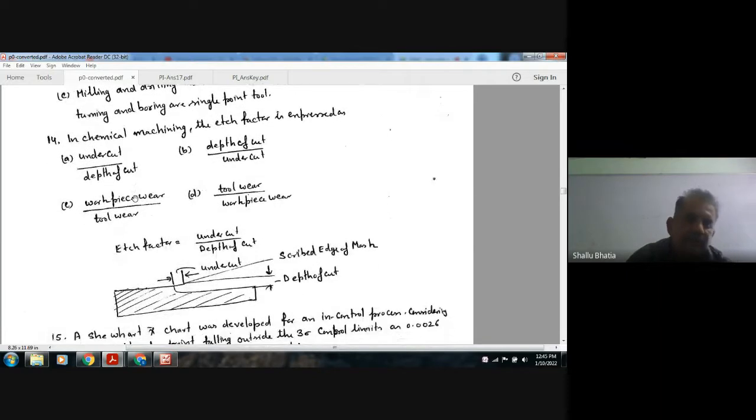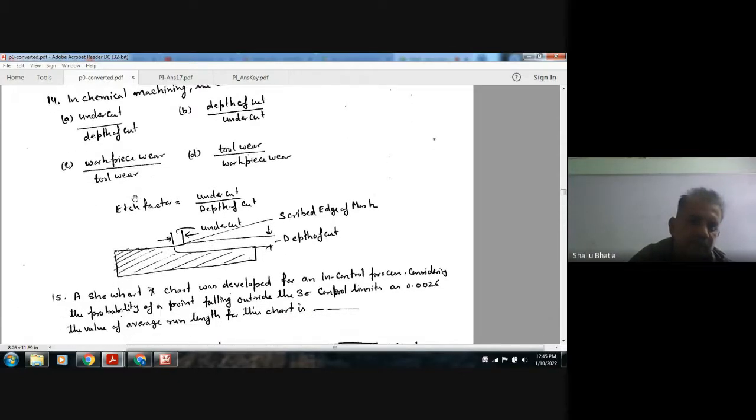Next, in chemical machining, the etch factor is expressed by: option A, undercut by depth of cut; B, depth of cut by undercut; C, workpiece wear by tool wear; D, tool wear by workpiece wear. So this is the undercut, and this is the depth of cut, and the etch factor is the ratio, depth of cut by undercut, so the answer is B.